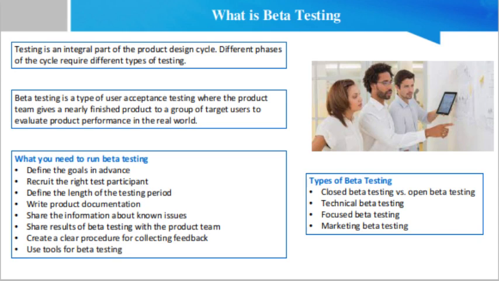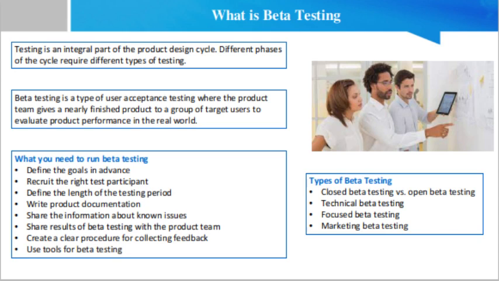Create a clear procedure for collecting feedback. While some information about user behavior should be collected automatically, your product should have a built-in mechanism of sending crash reports and other system information. It's also important to create a clear channel for communication between test participants and your product team. Test participants should be able to share their thoughts on product features and submit requests for changes in design.